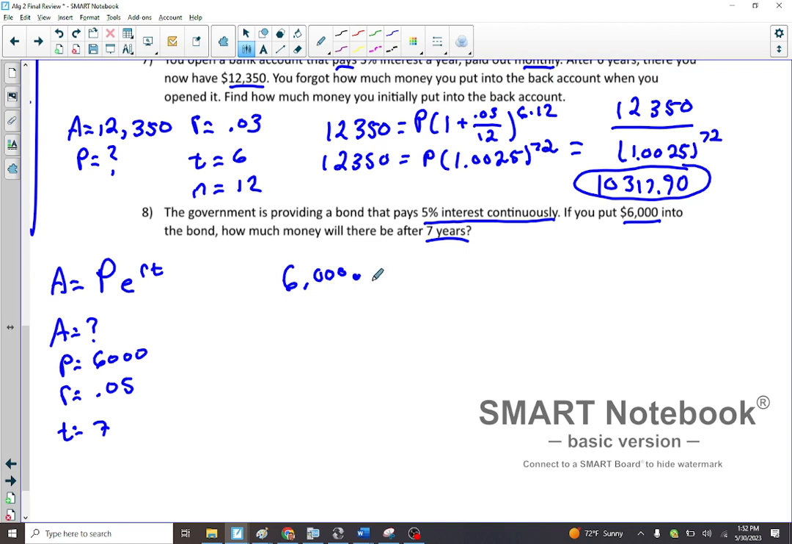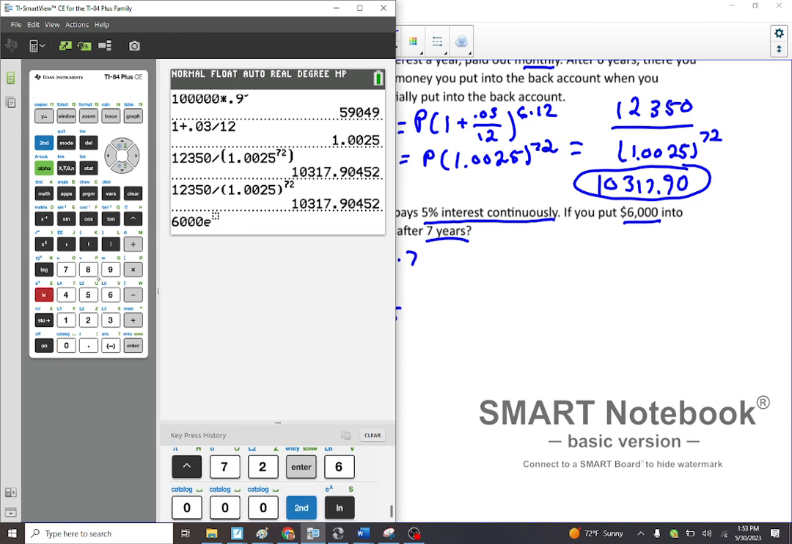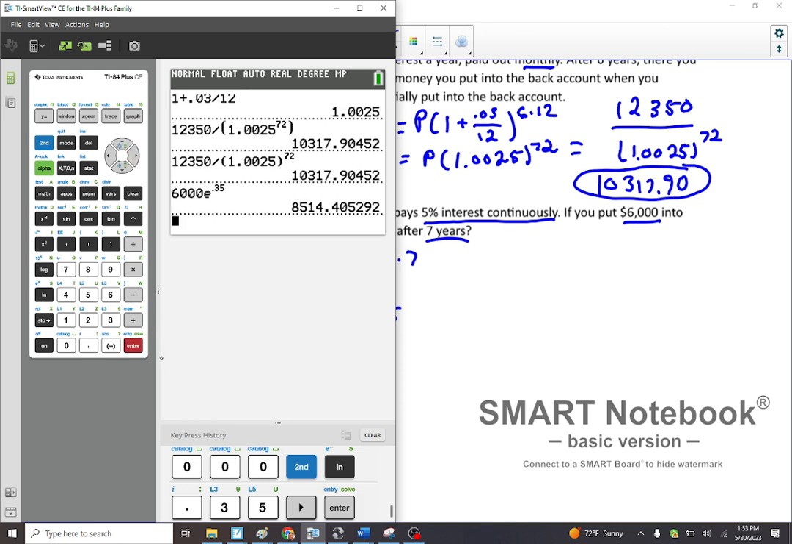Okay. So 6,000 times E to the power of 0.05 times 7, or 6,000 E to the 0.35. So I'm going to go to my calculator. 6,000. If you want the E, you're going to click second ln, because ln and E are opposites. Then 0.35. If you put on the top 7 times 0.05, you still get the same answer. Don't sweat it. Remember, this is money, so we go 2 decimal points, round properly. 8,514.41.